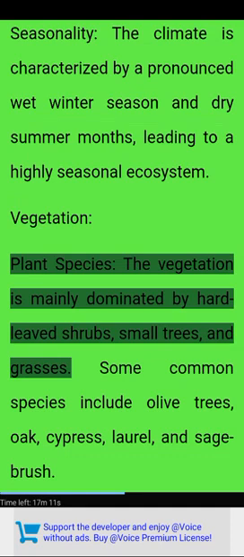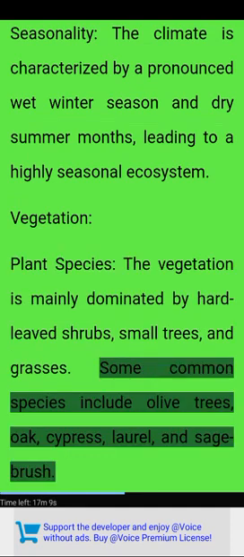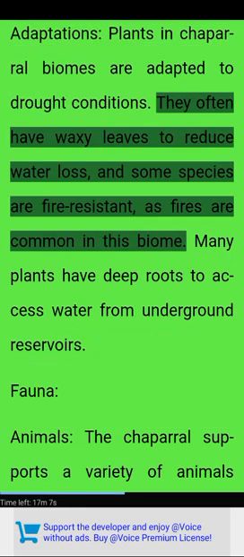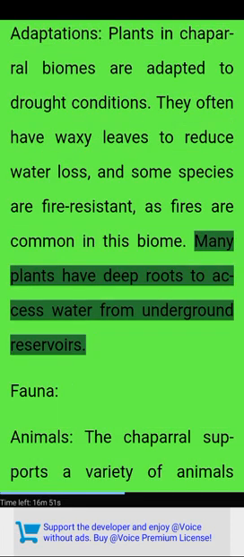Vegetation. Plant species. The vegetation is mainly dominated by hardleaf shrubs, small trees, and grasses. Some common species include olive trees, oak, cypress, laurel, and sagebrush. Adaptations. Plants in chaparral biomes are adapted to drought conditions. They often have waxy leaves to reduce water loss, and some species are fire resistant, as fires are common in this biome. Many plants have deep roots to access water from underground reservoirs.